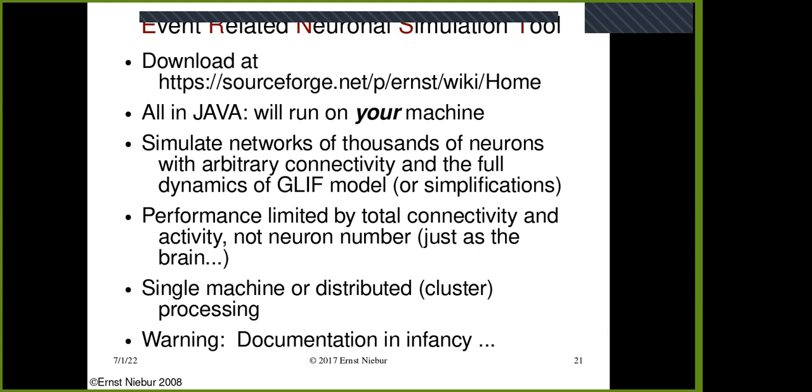And the performance, because it's event-based, is limited by total connectivity and firing rates, as we discussed several times. But you can have 100,000 neurons very fast. There's also support for multiple machines, but the weak point is it's not used. We used it quite a bit, and we used it for one paper, which turned out very nicely.